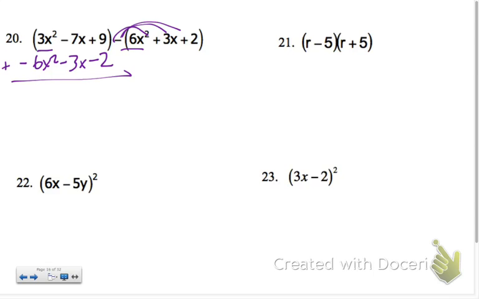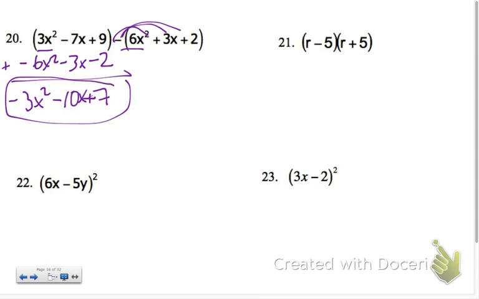And now I can just add these. So 9 minus 2 is 7. Negative 7 minus 3 is negative 10x. And then that's a minus 3x squared. Final answer.